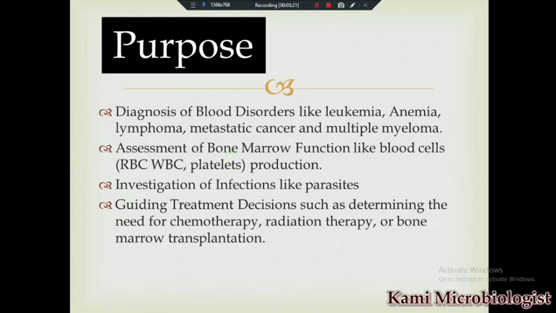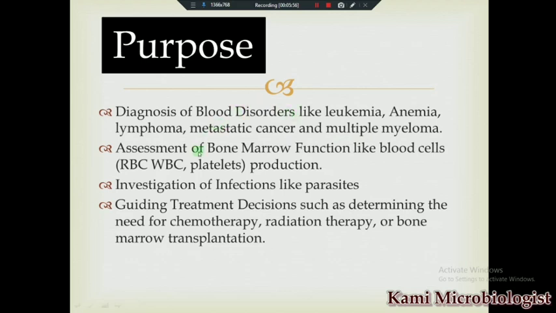Now let's see why we perform this bone marrow aspiration. The bone marrow aspiration is performed for different purposes. The first main important purpose is that the doctor recommends it to check different blood disorders like leukemia, which is blood cancer, anemia, in which the RBC or hemoglobin level is low, lymphoma, which is also a cancer, metastatic cancer, and multiple myeloma. All these are blood disorders, so it is recommended to check for them.